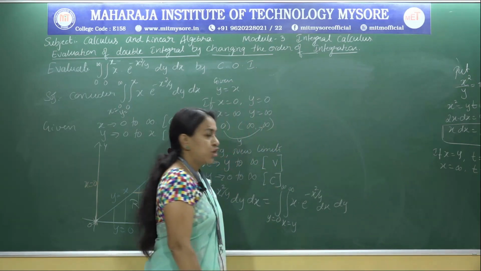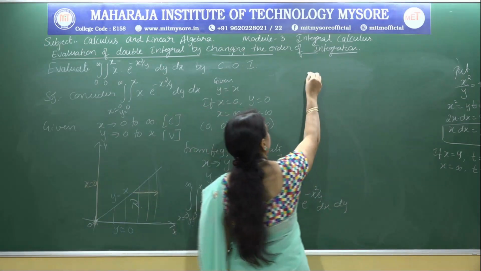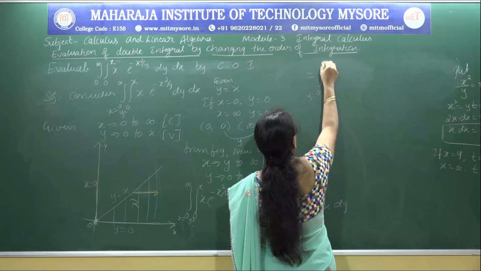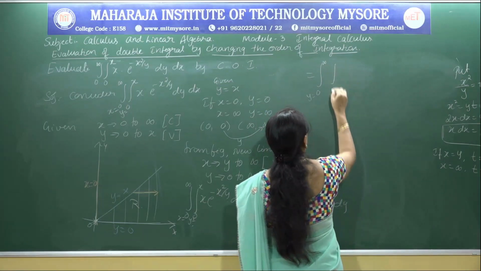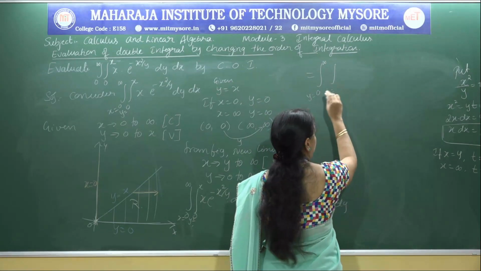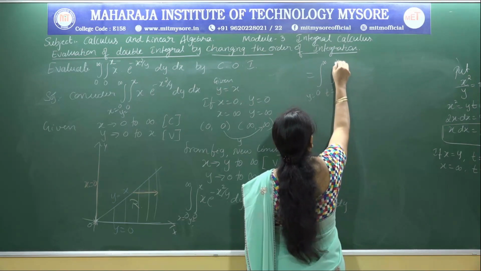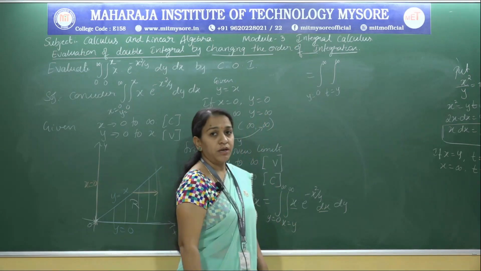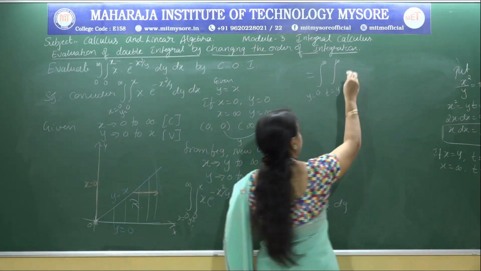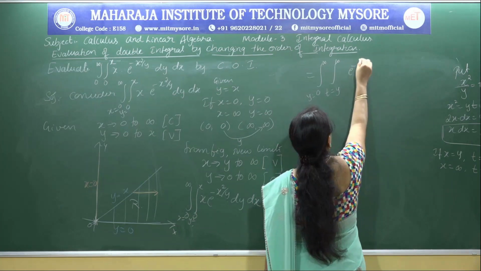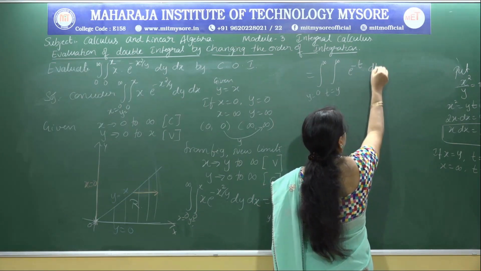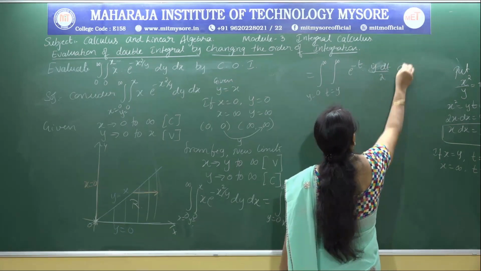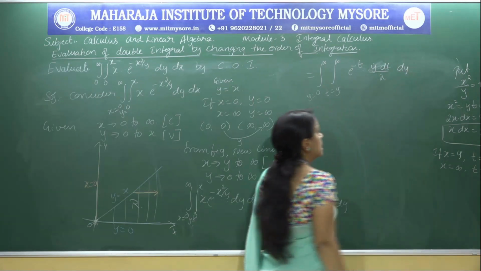So by substituting and changing the limit, the given double integral reduces to the integral 0 to infinity for the y limit, and the integral t limit is y to infinity, and this x into dx can be replaced by y into dt by 2, and our e power minus t into dt, y dt by 2 is the remaining, and dy remains as it is.